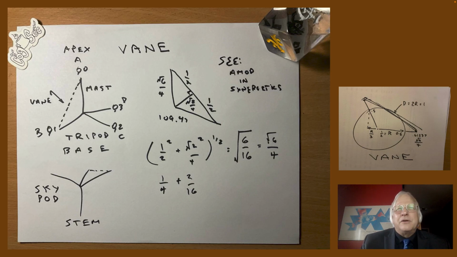I'll call them Q0, Q1, Q2, and Q3 here, or letter them A, B, C, D. Those are the four spokes. How long are those spokes? If the edges of the enclosing tetrahedron are all D.